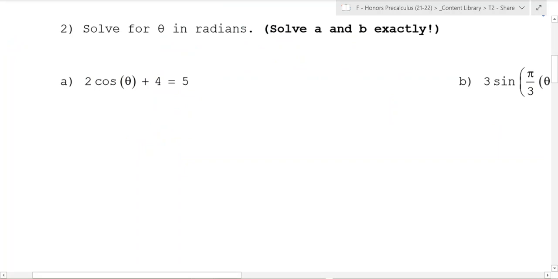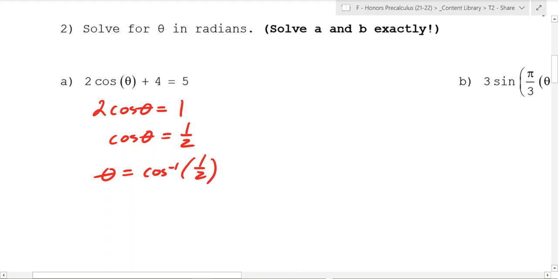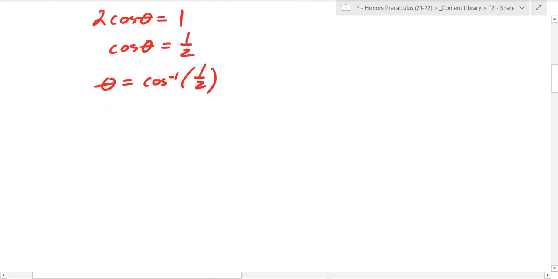So let's solve these next two exactly. So first we need to isolate the trig function as far as we can. So we get 2 cosine of theta is equal to 1 after subtracting 4. So cosine of theta is equal to 1/2. So theta is equal to the cosine inverse of 1/2. So the cosine of what angle is 1/2? Well, their first one is going to be pi over 3.